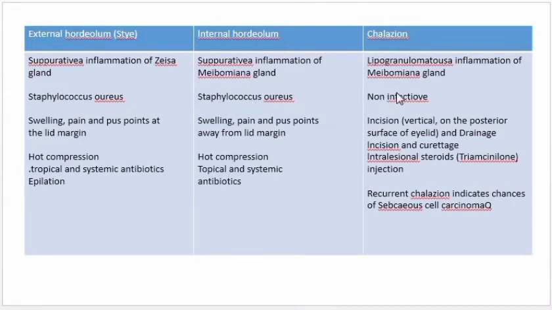So it is due to when it gets clogged up. The hordeolum usually occurs when there is infection through the bacteria, but the chalazion occurs whenever there is congestion in the glands. Swelling, pain, and pus points at the lid margin. Swelling, pain, and pus points away from the lid margin. This is non-infective, so there is no pain, nothing like that. So you treat it by hot compression, topical and systemic antibiotics, epilation. And here you give incision, curettage, intralesional steroids. And if there is recurrence, that indicates the chances of sebaceous cell carcinoma.